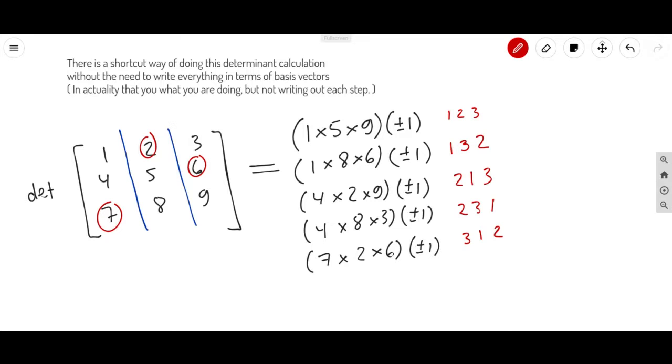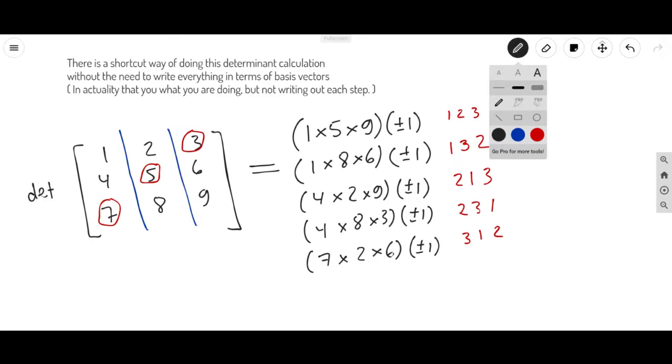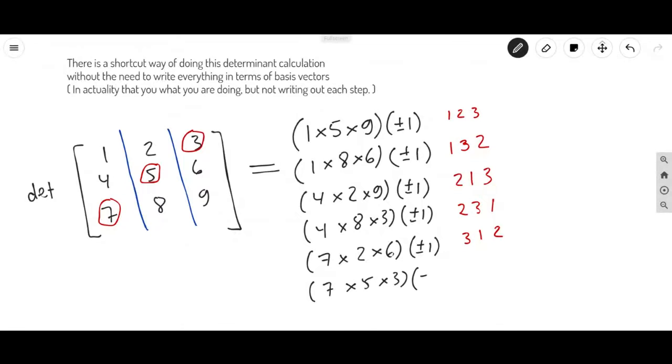And finally, the very last combination that works here, the very final combination, would be 7 times 5 times 3 plus or minus, and this time it's going to be 3, 2, 1. Okay, and now that you've written it out like this, you can now determine the correct signs.